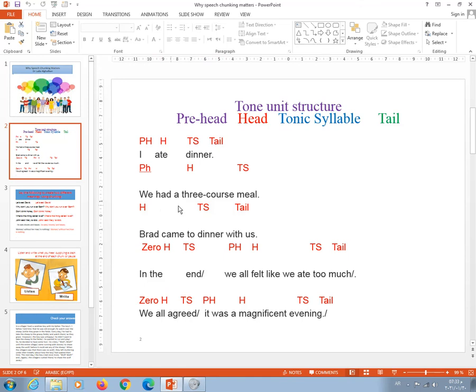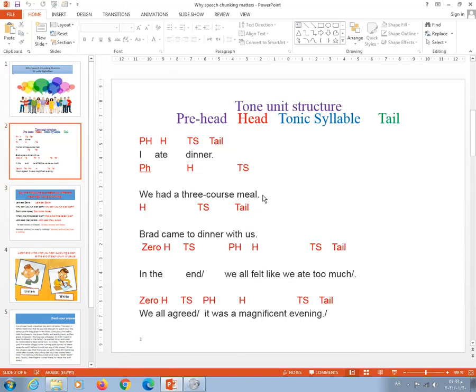"We had a three-course meal." "We," "had," and "a" are all functional words, and they represent the pre-head. The head starts with "three" and also includes "course," and the tonic syllable is "meal." Okay, we had a three-course meal.